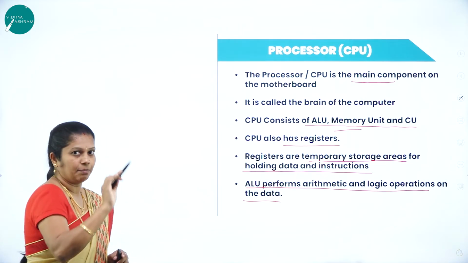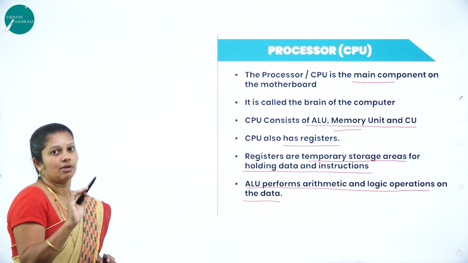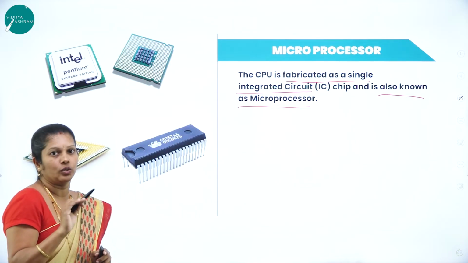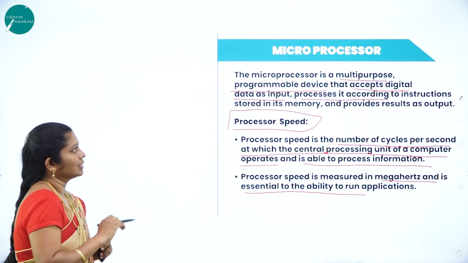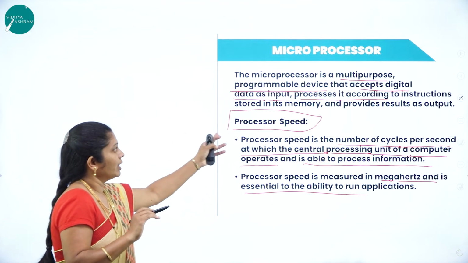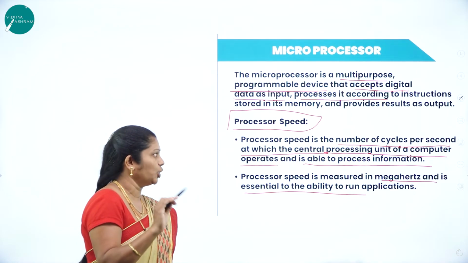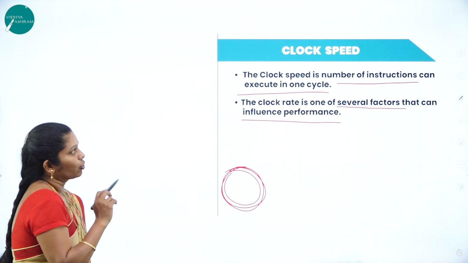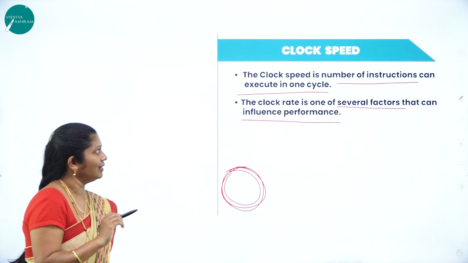Then the processor is the main part of the computer. It contains arithmetic and logic unit as well as memory unit as well as control unit. A microprocessor is a single integrated circuit chip that helps to perform the operations. A microprocessor is nothing but a multi-purpose programmable device. Processor speed is nothing but the number of cycles per second at which the central processing unit of a computer operates. Then clock speed is nothing but the number of instructions that can be executed in one cycle.